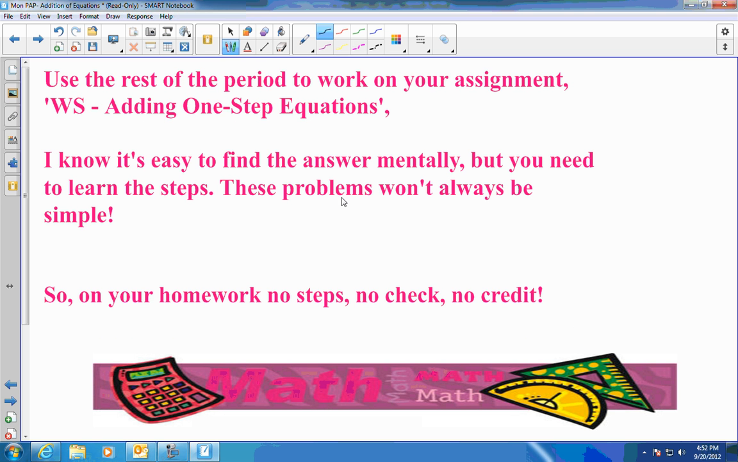So make sure and look in the next pages of your workbook and practice, show all your steps, and perform a check. It's the only way to ensure that you've done it correctly.